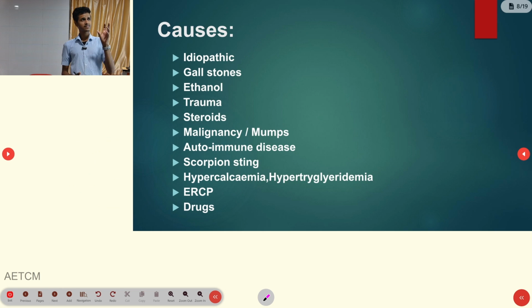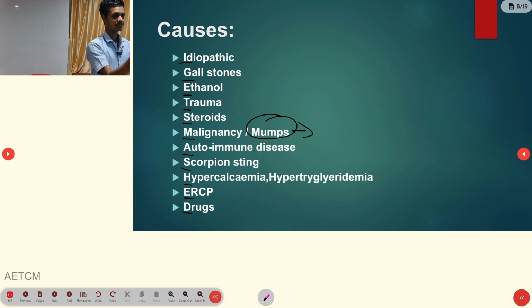Regarding the causes, the more common and well-familiar term is I GET SMASHED. Most of us are aware of this. I means idiopathic, G means gallstones, cholelithiasis, E means ethanol, that is alcohol, T means trauma, S means steroid drugs, M means malignancy, and then mumps. Mumps means parotitis, or swelling of the parotid salivary gland. Then autoimmune disease, scorpion sting, hypercalcemia, hypertriglyceridemia, and then ERCP.